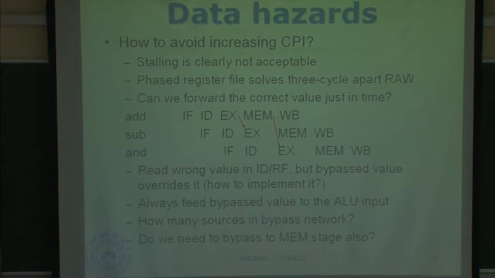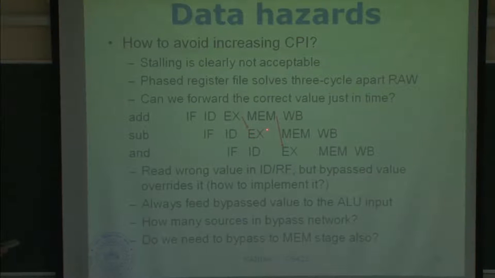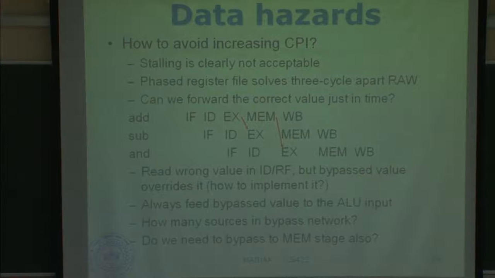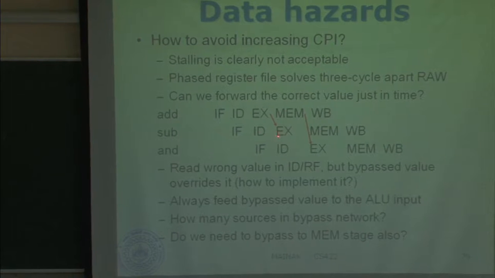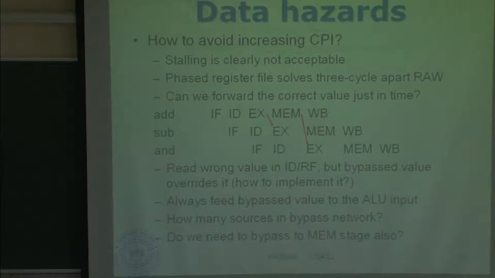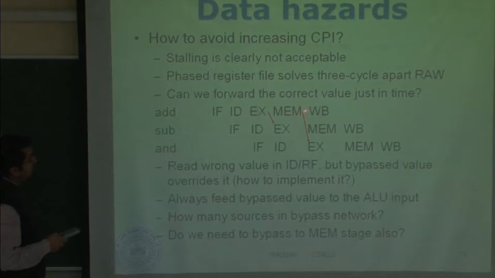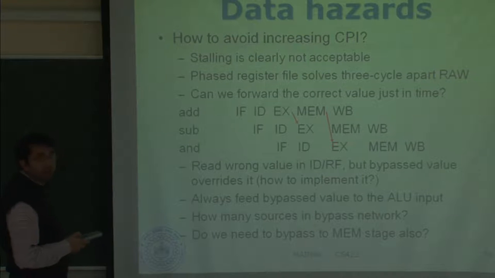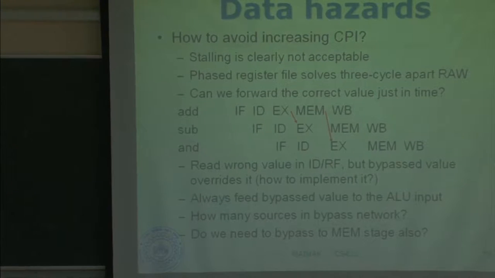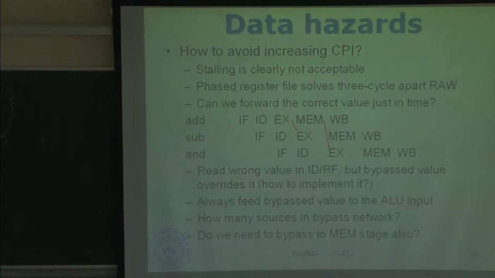So as somebody has suggested, why don't we forward the correct value just in time? This value is produced here. I can directly forward it to the input of the ALU, and that's exactly when it reads. So it will read a wrong value in this particular stage, which will be overwritten by the correct value here before it enters the ALU. Similarly, if you remember the pipeline, this value will be carried forward in the pipeline latches, so it will be available here, and that can forward to this stage, the same value R1. So it reads the wrong value in the ID/RF stage, but the bypass value overrides it.